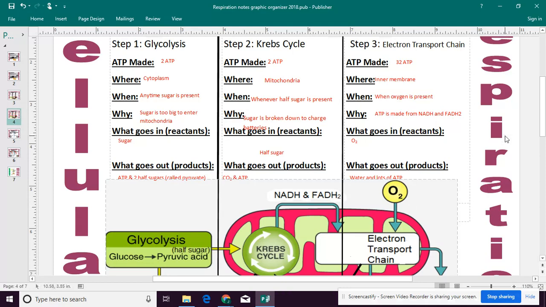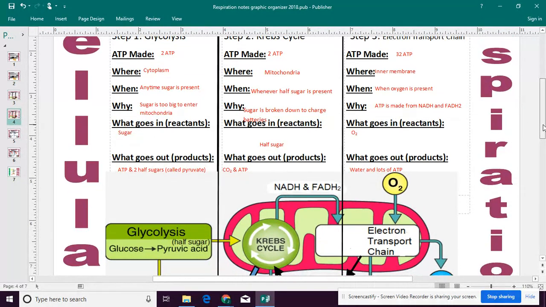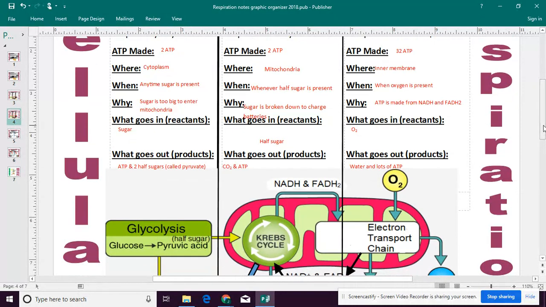And step 3 requires oxygen to be present. So step 3 can only occur when oxygen is present. And this is actually the reason that you die from a lack of oxygen. What's happening here is we're going to make ATP, the right battery, from NADH and FADH2, which are the wrong batteries.